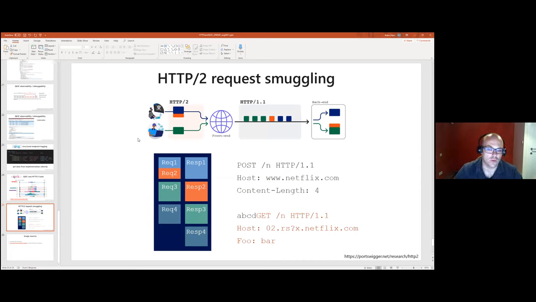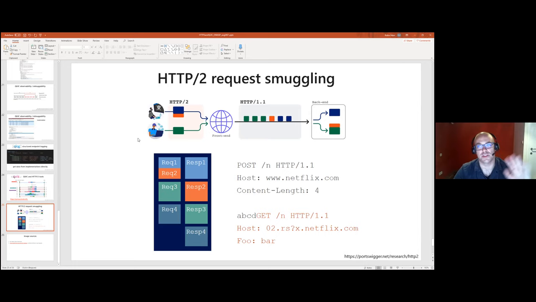Yep. Oh, so, thank you. Yeah, I added a slide on that. So the thing you're talking about is very recent. It's research presented at DEF CON, I think, very much like last week. It's about HTTP2 request smuggling, or a new form of that, I think.